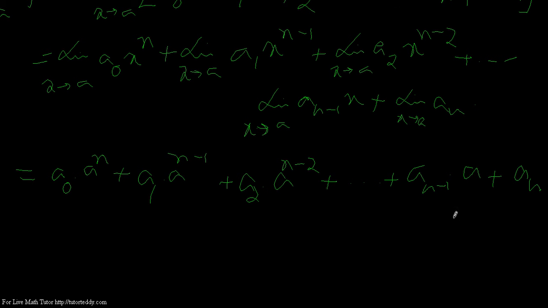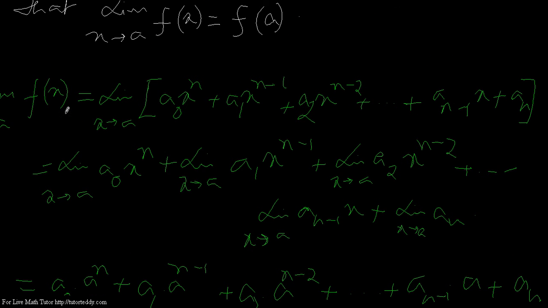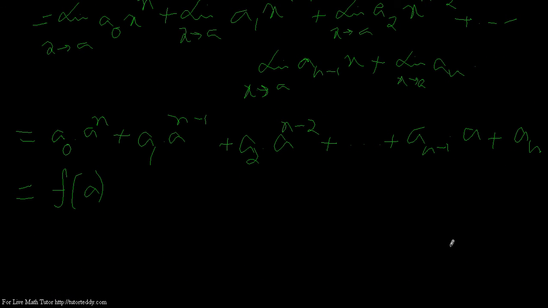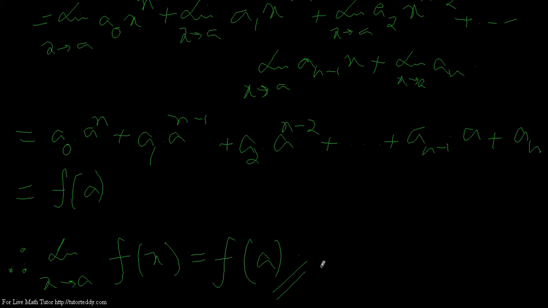So this statement which you get, you have all the terms as a. So you can write this as a function of a, right? So you started with f(x) and you ended up with f(a). That means it is proved that, therefore you can write limit x tends to a f(x) equals f(a). This has been proved.